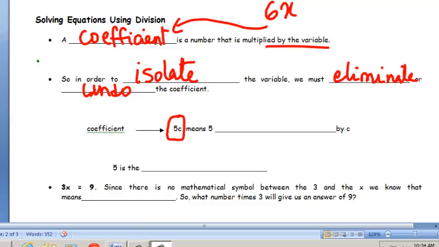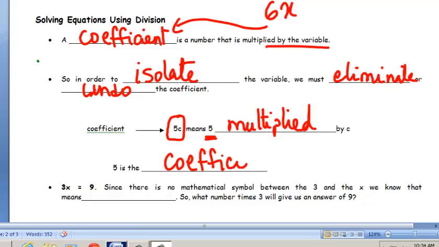Now let's take a look here. 5c, this is what's given. That means that 5 is being multiplied by c. 5 is called the coefficient. This is the number that is stuck in front of the variable. We already know that.